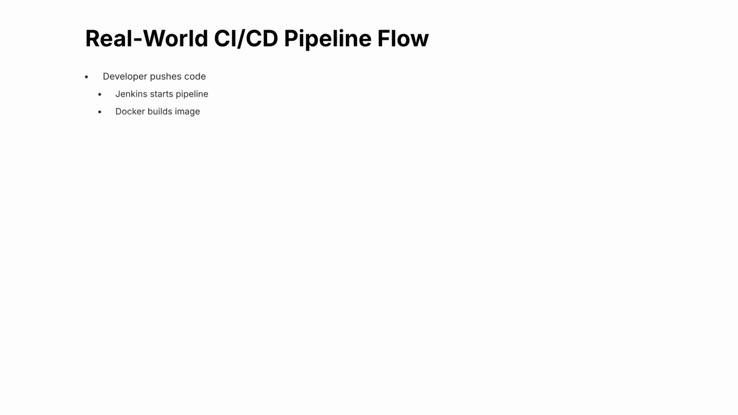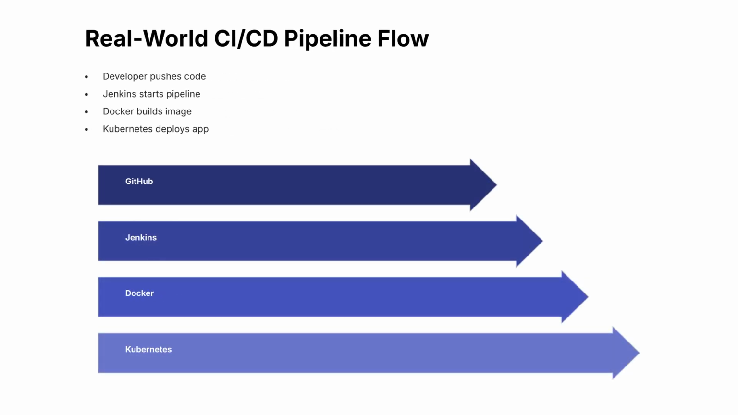Let's understand the full pipeline at a high level. A developer pushes code to GitHub. Jenkins detects the change and starts the pipeline. Docker creates an image. Kubernetes deploys the application. This is exactly how real companies work.